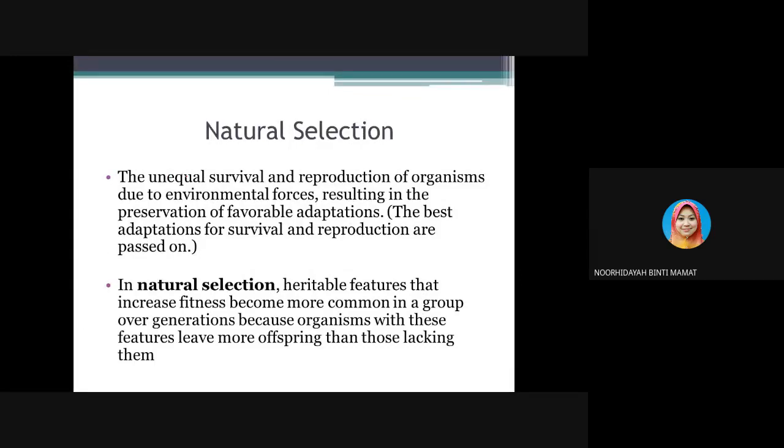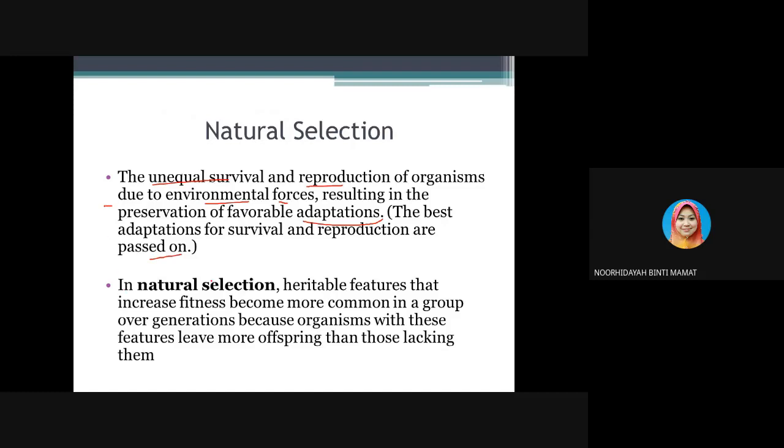So, the unequal survival and reproduction of organisms due to environmental forces, resulting in the preservation of favorable adaptations. Okay, so the best adaptations for survival and reproduction are passed on. Okay, if they have unequal survival and also reproduction of animals due to environmental forces, it will normally result in some adaptation, and this adaptation is actually the best adaptation for survival, which will increase the survival rate of the organisms.